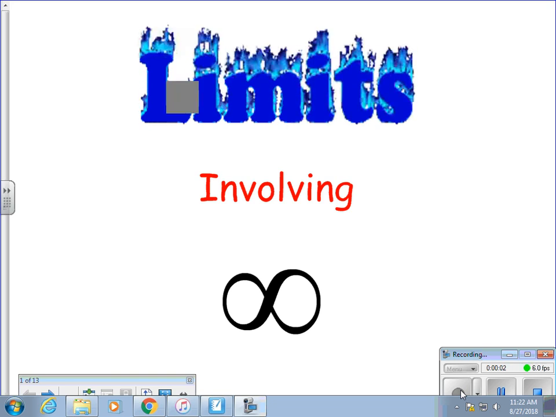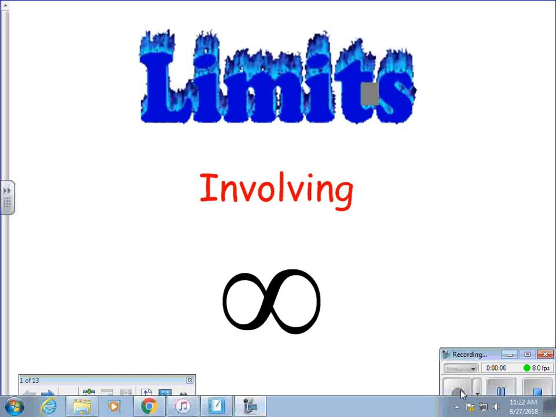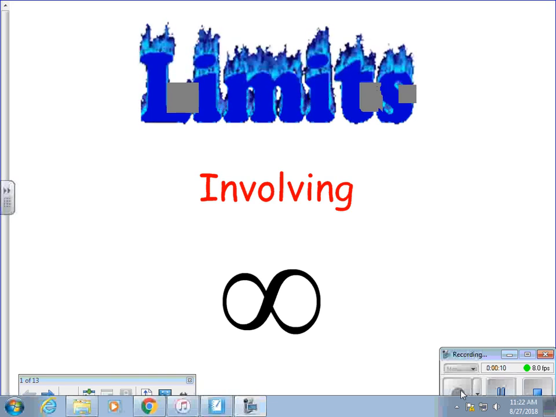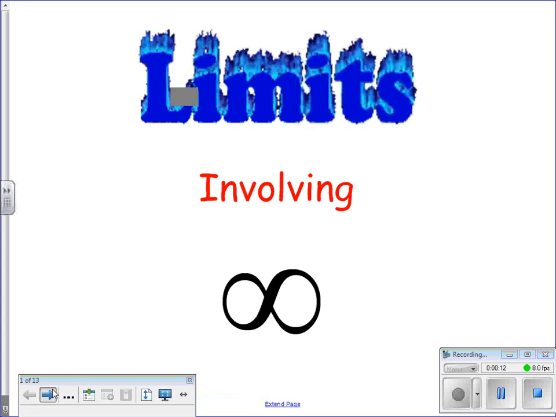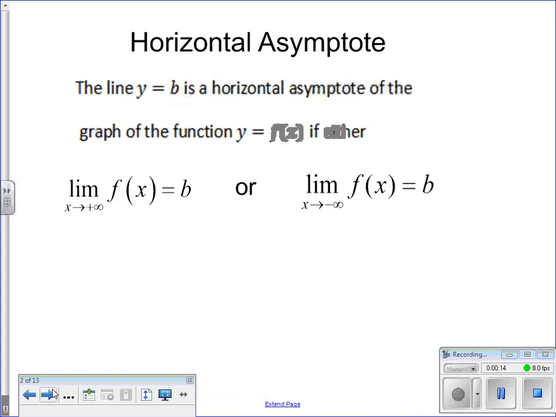Limits involving infinity. Okay, there are two basic types we're going to be dealing with, and how to work with them. First one, horizontal asymptotes.